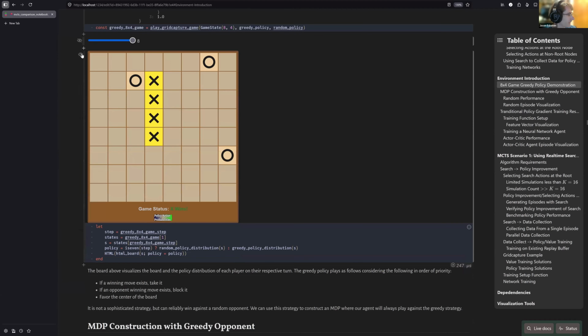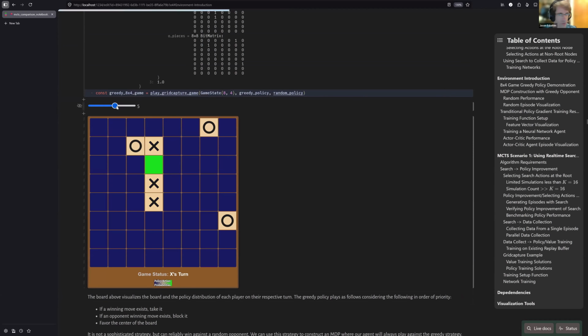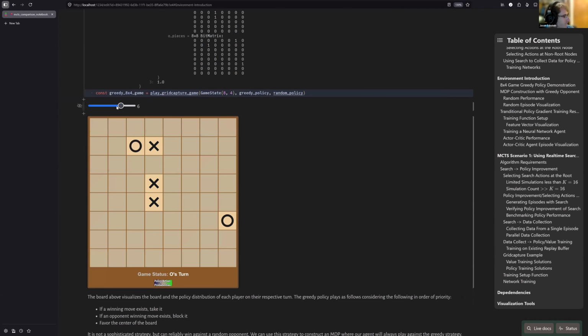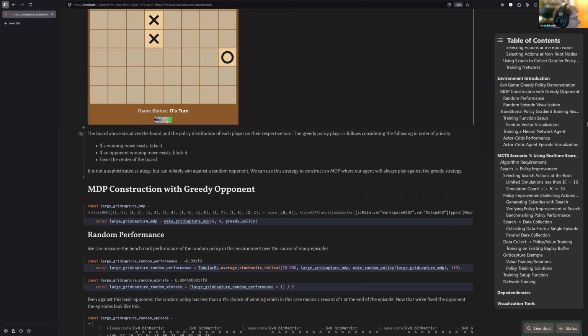So is that pretty clear to everyone? Any questions about how the game functions or what the policy overlays are showing? Okay, great.